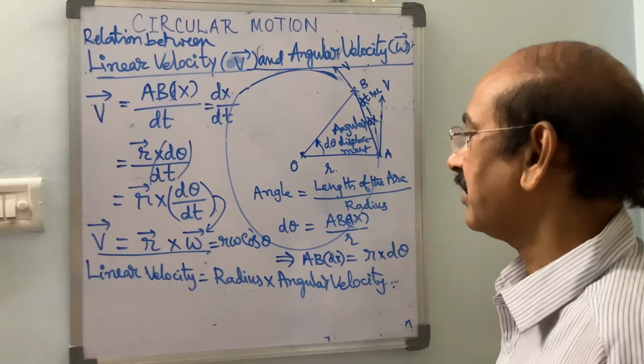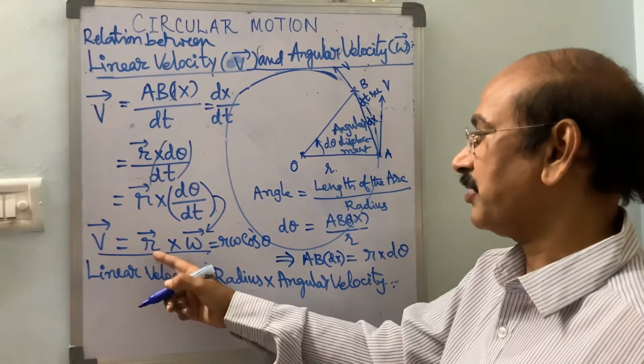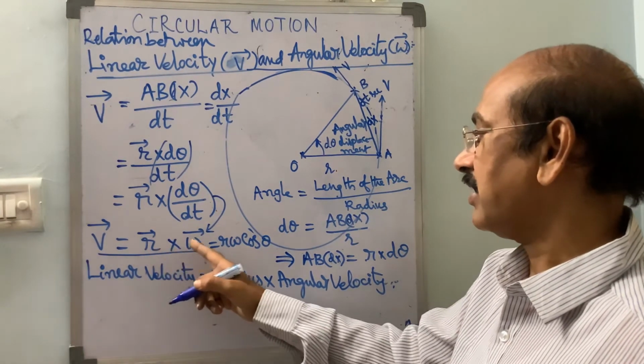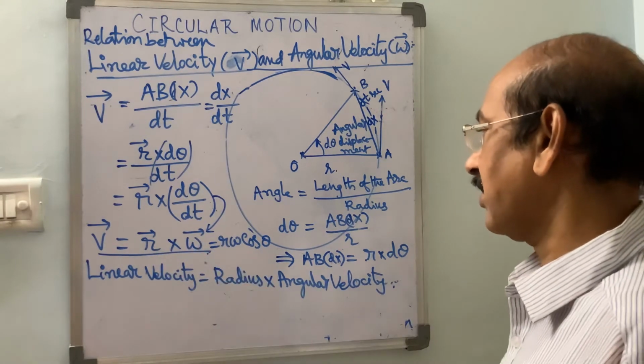So, linear velocity is defined as the vector product of radius vector and angular velocity, that is equal to r omega cos theta.